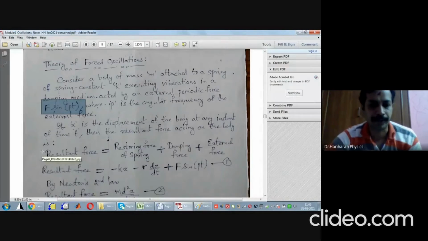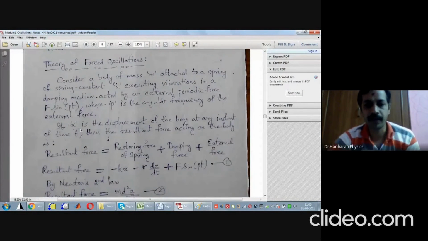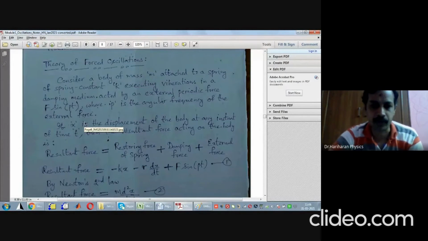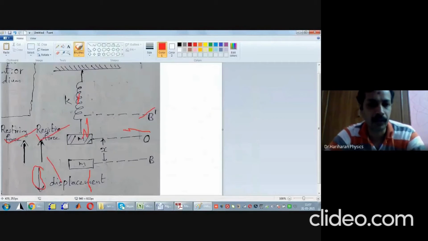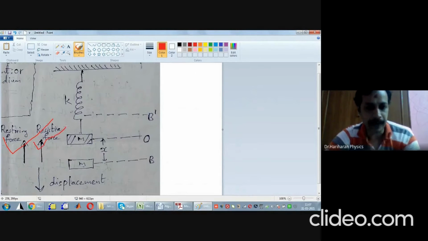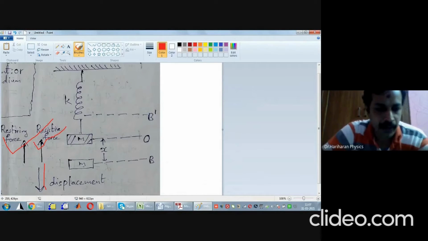Therefore, now look here. What is step 1? Draw the figure. What is step 2? Step 2 of our algorithm is to find the resultant force acting on the body. Now look here, what are the forces that are acting on this body? One, you have the resistive force which is acting upwards. Then you have the restoring force which is also acting upwards. Apart from that, if the body is pushed downwards, the external periodic force is pushed in the other direction.